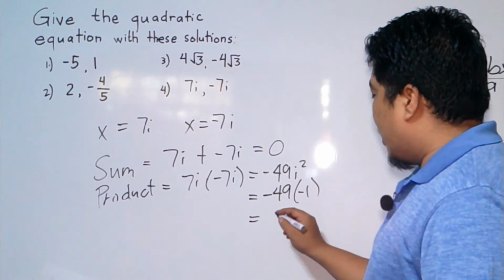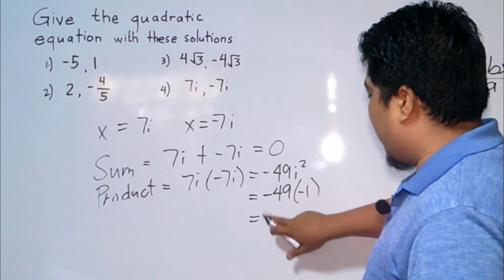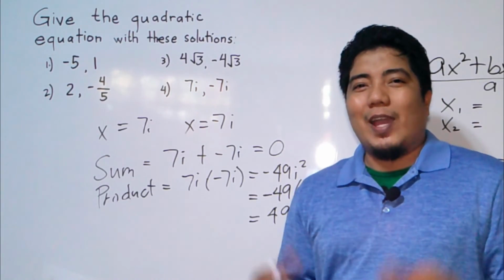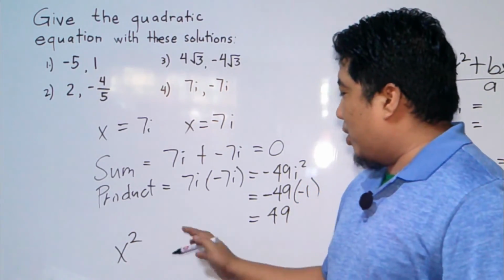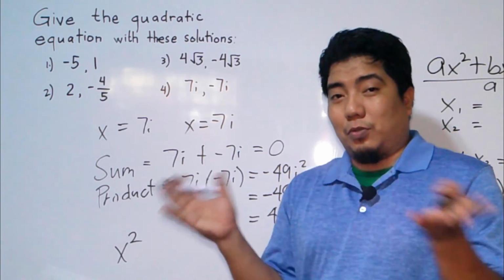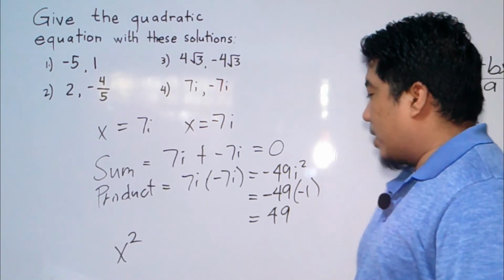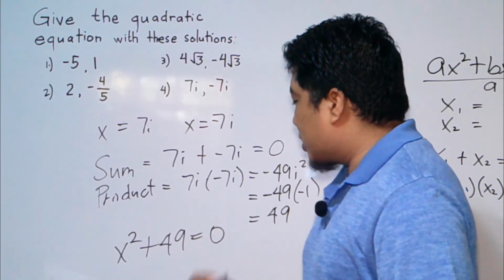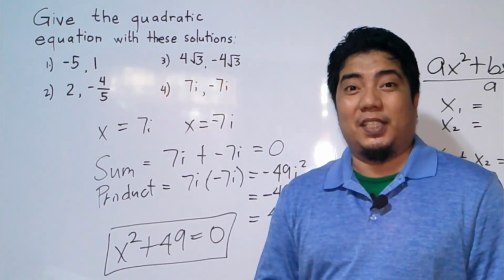So if you multiply that one, that will give us positive, sorry, let's not just write positive here. Okay, positive 49. Okay, so you now have your sum, you now have your product. So if you make your quadratic equation, the middle term is 0, so no need to write that one. Our constant term is positive 49. So the answer here is x squared plus 49 is equal to 0.